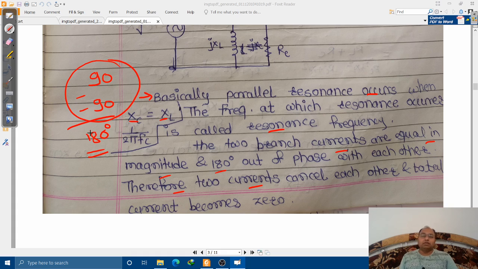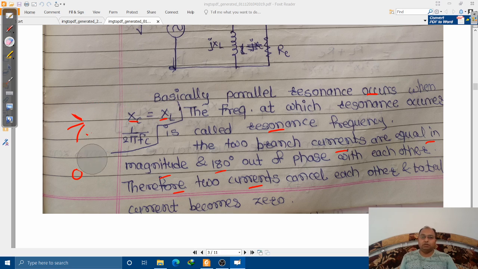But we want a maximum current. So for that purpose we must match their phase angles. That means we need zero phase angle between these two, right? If one has 90 degrees, then the other has to have plus 90 degrees, and only then can we say that the phase shift is zero and the maximum amount of current is going to flow through the circuit, right? So that is the meaning of this particular sentence.